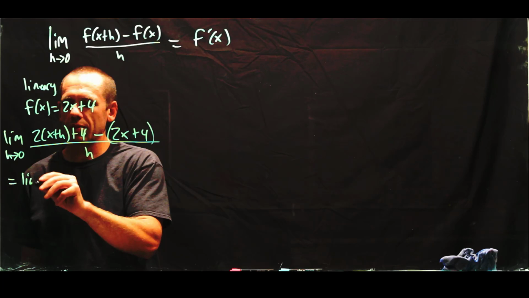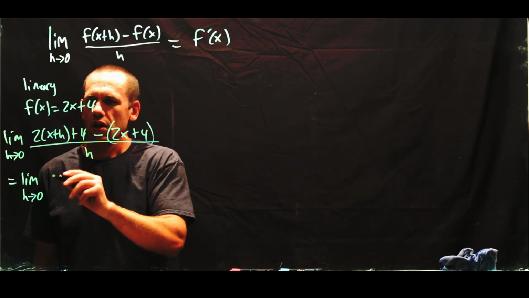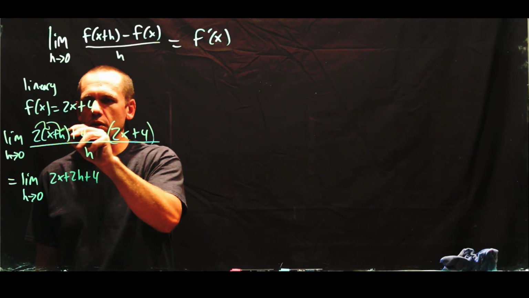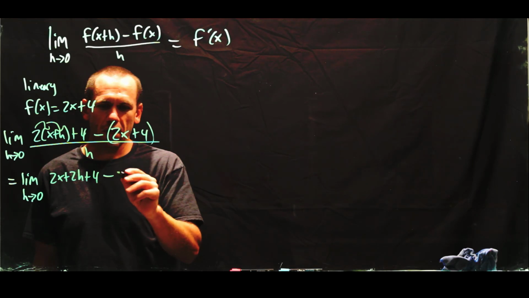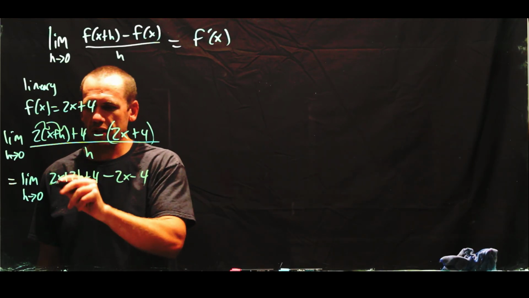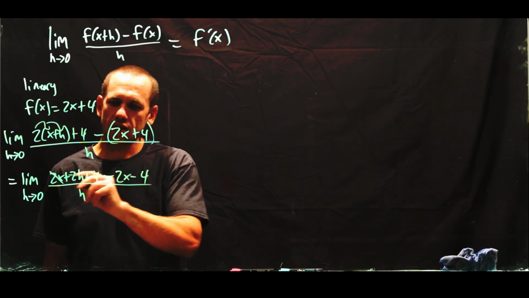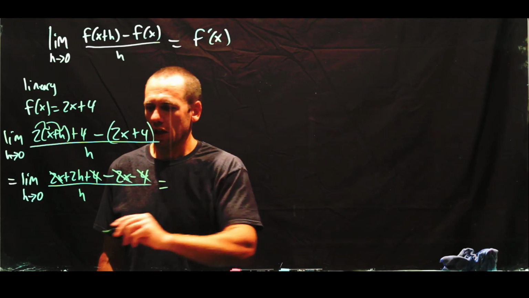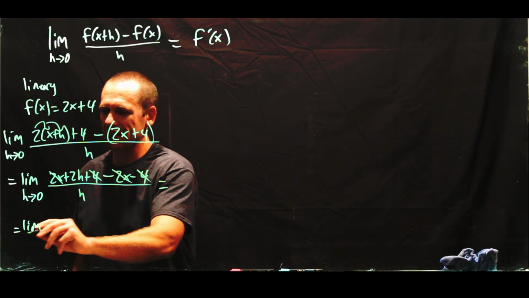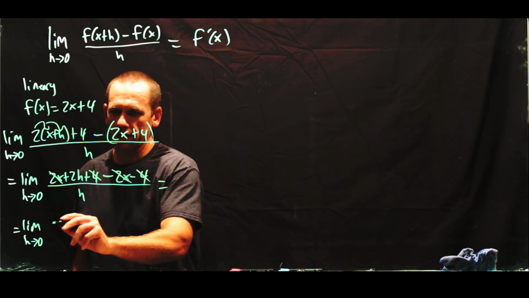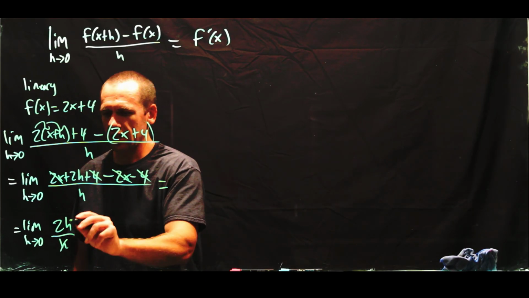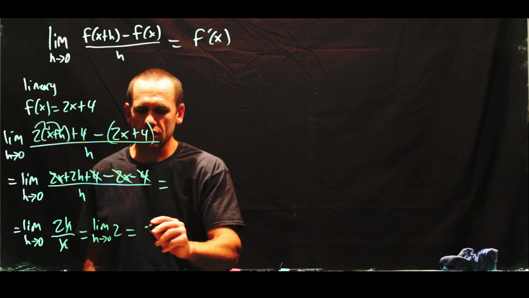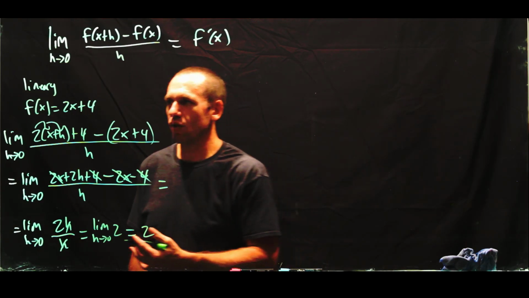So this is equal to the limit as h goes to 0 of 2x plus 2h plus 4, right, distributed by 2, and then distribute that negative, minus 2x minus 4. And this is still all over h. We see this 2x and that 2x cancel, this plus 4 and that minus 4 cancel, and we're left with the limit as h goes to 0 of 2h over h. The h's cancel, leaving us with the limit as h goes to 0 of 2, which is just 2. So pretty straightforward when we have a linear function.